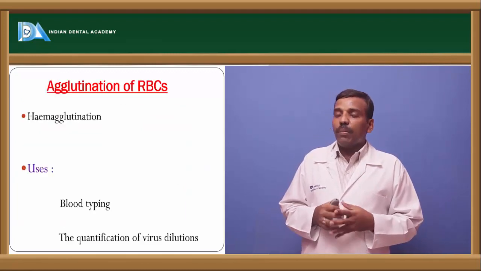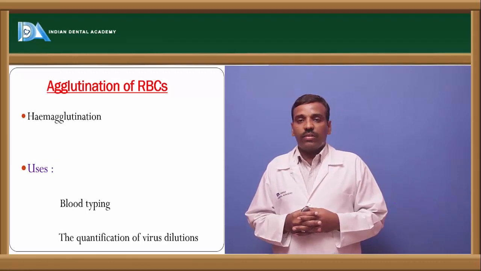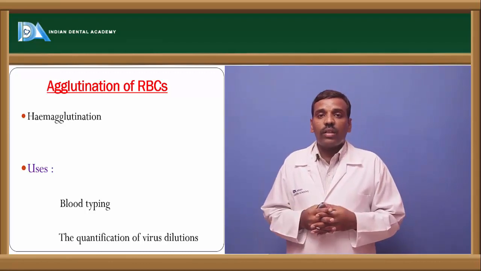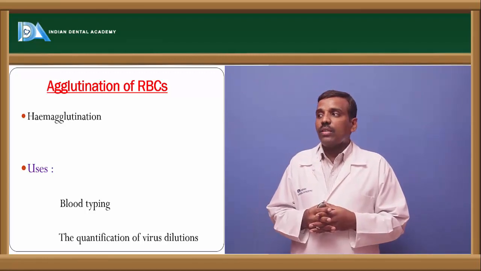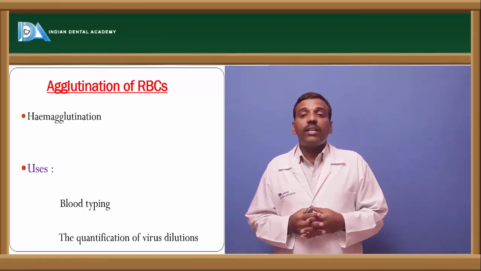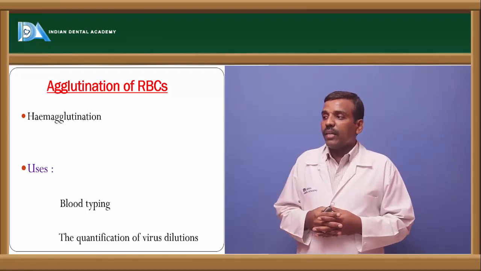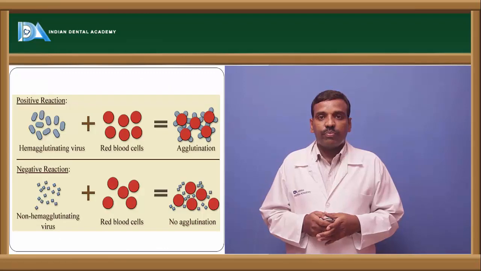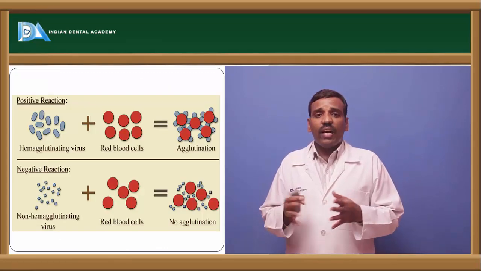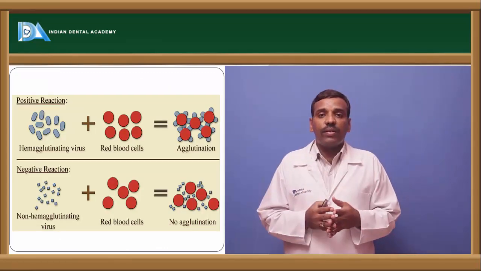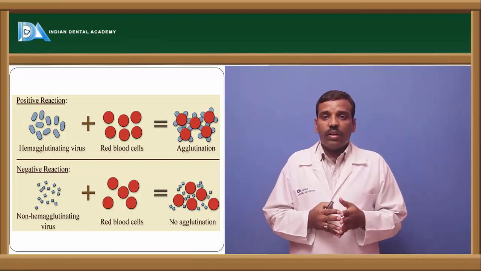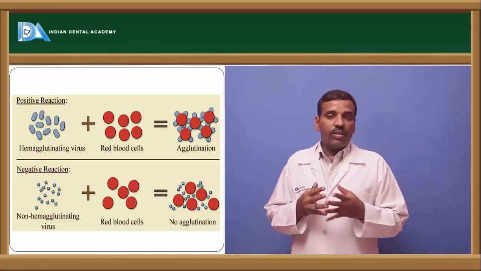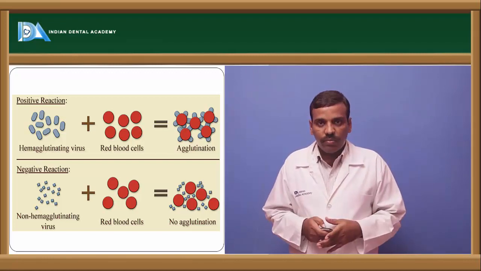And next, agglutination of the RBCs, that is hemagglutination. The clumping of the RBCs is called hemagglutination. It is mainly used in blood typing and quantification of virus dilutions. If you see the reactions, when mixed with the agglutinins, the RBCs clump together and agglutination is present. If there is no agglutination, RBCs are normal.